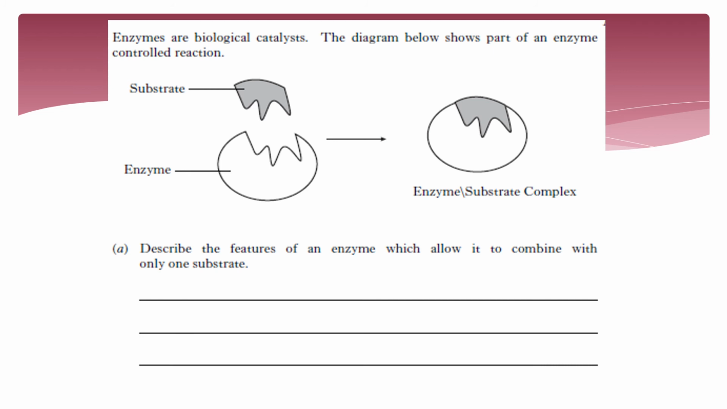So the answer to this question would be, the first point would be to say that the enzyme has an active site. Your second mark would be to say that your active site is a complementary shape to your substrate. So first mark saying the enzyme has an active site, second mark saying the enzyme active site is a complementary shape to your substrate.